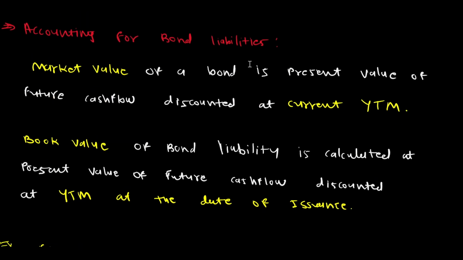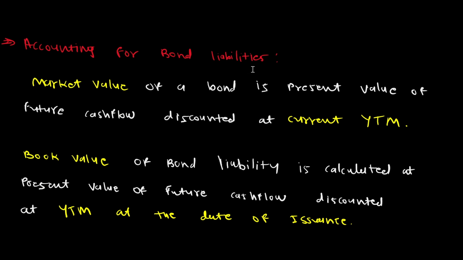So, accounting for bond liabilities. The market value of a bond is the present value of future cash flow discounted at the current YTM. Meaning if you want to calculate the market value of the bond, you need to calculate the present value of the future cash flow discounted at the YTM of that particular time.